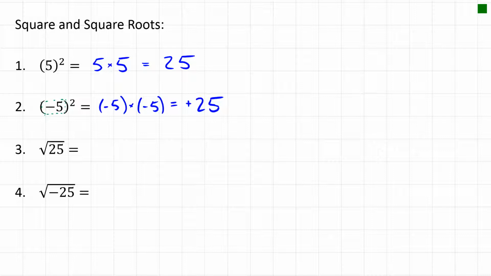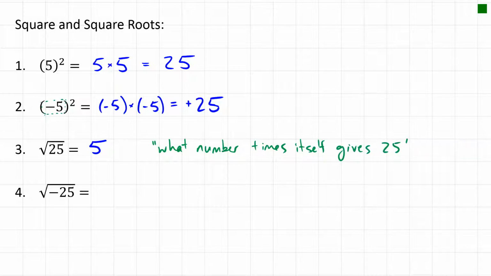So both 5 squared is equal to 25 and negative 5 squared is 25. Now if 5 squared is 25 and the square root is just the opposite, then the square root of 25 is 5. A square root basically tells us what number times itself gives 25. That's what the square root function does.